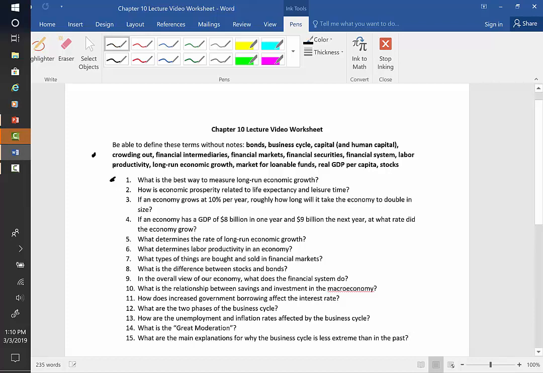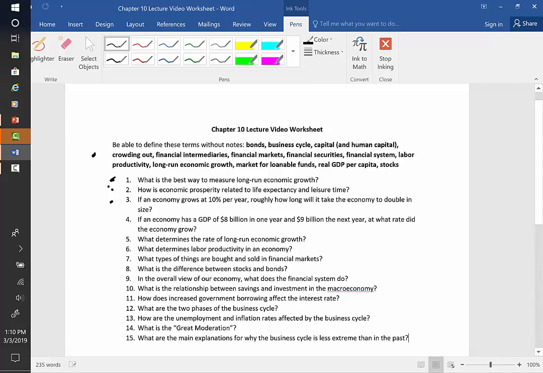So number one says, what's the best way to measure long-run economic growth? That's real GDP per capita. Number two says, how is economic prosperity related to life expectancy and leisure time? The more prosperous, the longer life expectancy and the more leisure time we see. The more poor a country is, the less leisure time and the shorter life expectancy people have.